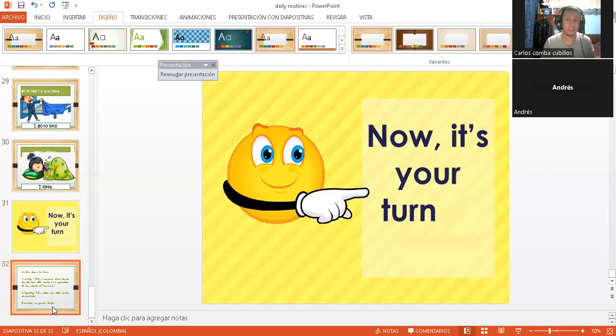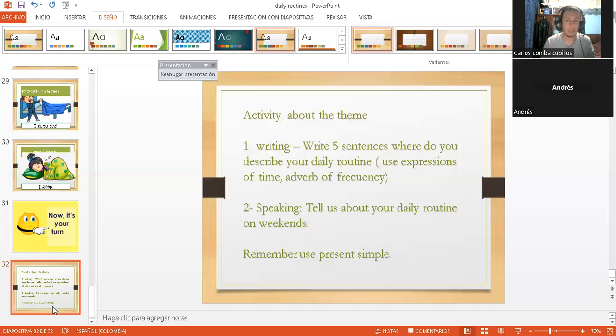The activity is so easy, but we need your collaboration. The activity is so simple because when we talk about routines, we need to keep in mind that we talk about the present simple. The present simple permits us to know daily activities, to know about the daily routine of other people, and to have options to make a list or organize our days or our calendar.